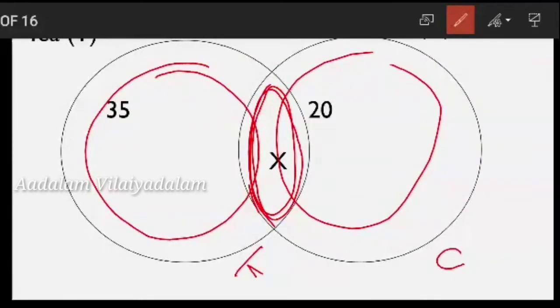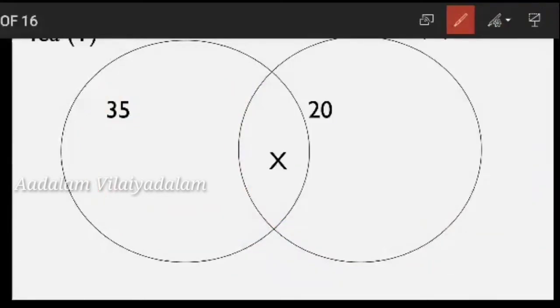Now, this value is 35 minus X. And in the same way, this also we can get, 20 minus X, because there is a common part which is unknown, that is called X.